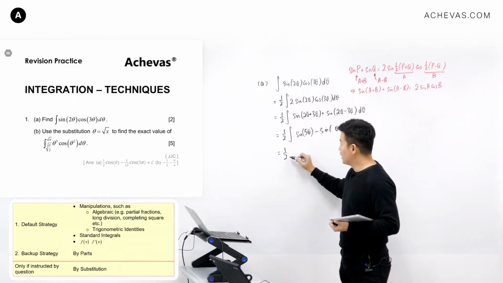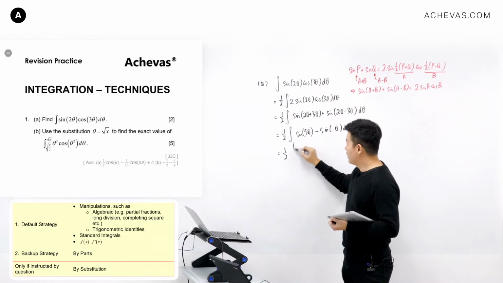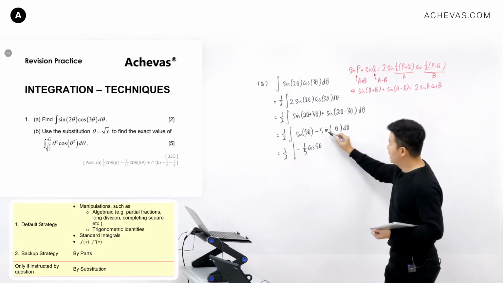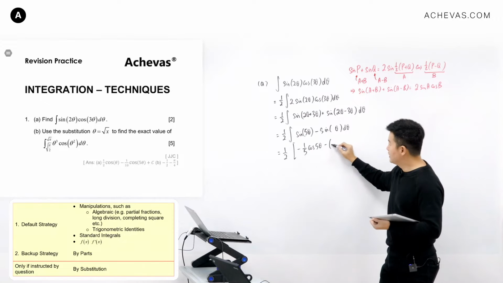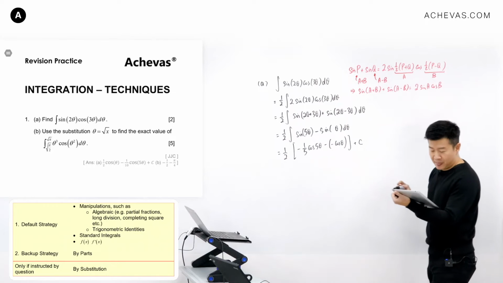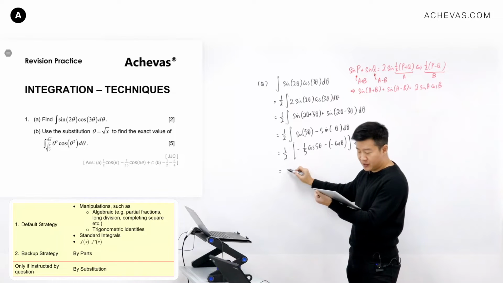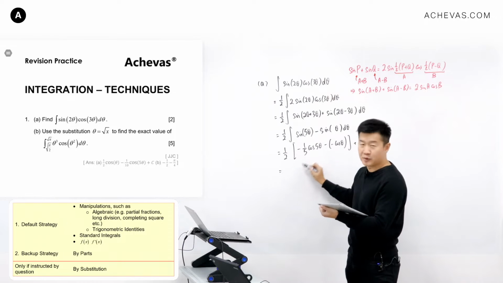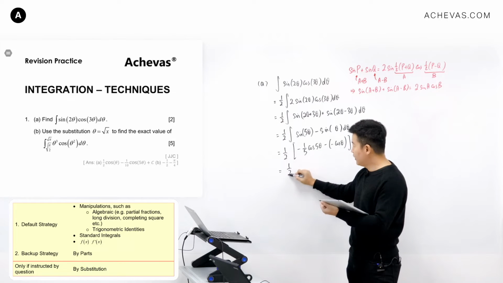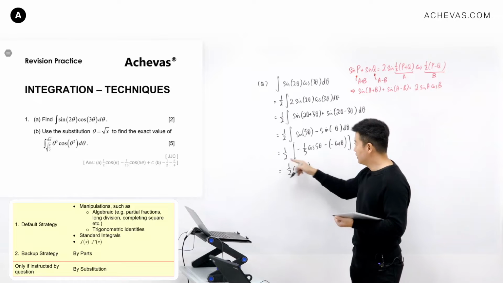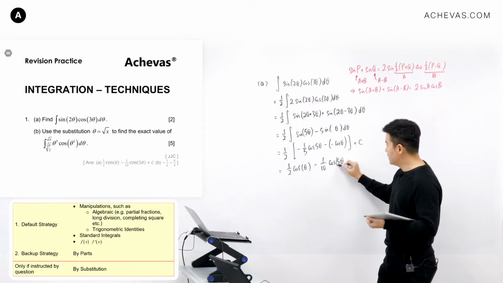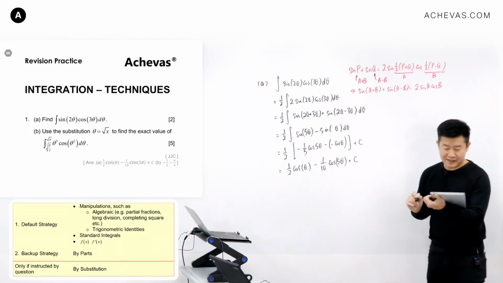This is going to be equal to half, and integrating this, we have minus 1 over 5 cosine 5 theta, and integrating this, we have minus cosine theta, and let's not forget the plus c. If I multiply this in, we will have our final answer as this times this, which is a plus. So I'm going to write that term first. So we have a half cosine theta minus 1 over 10 cosine 5 theta, then plus c. This is A, 2 marks.